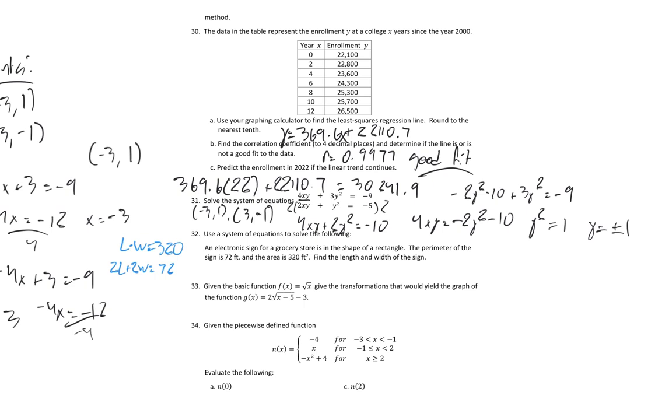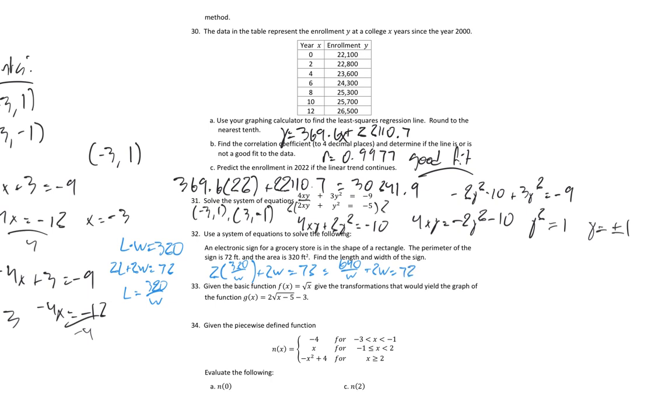Well, now all that's left to do is to solve for one of these, and then just plug it in. So I'll just divide this first equation by w, so we have L equals 320 over w. Then we can plug that in for L. So we have 320 over w plus 2w equals 72. So we simplify that, that'll be 640 over w plus 2w equals 72.